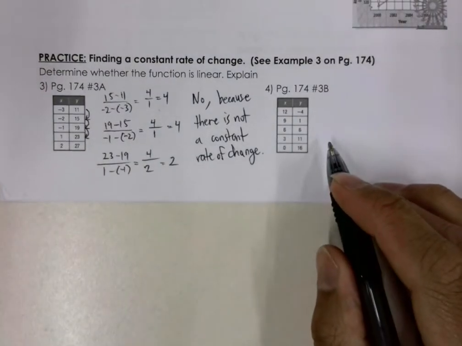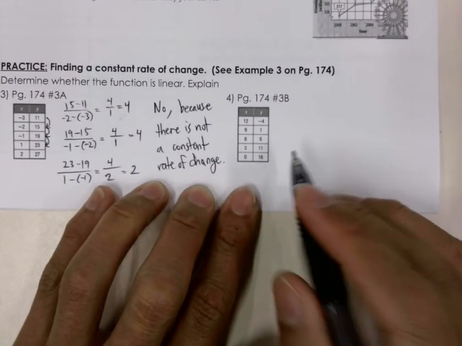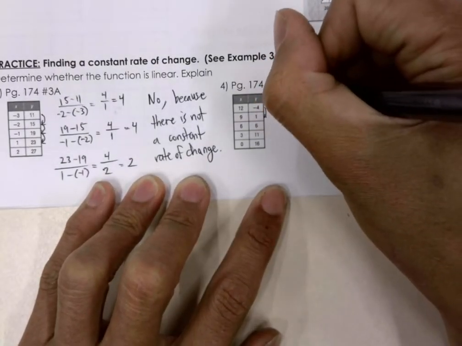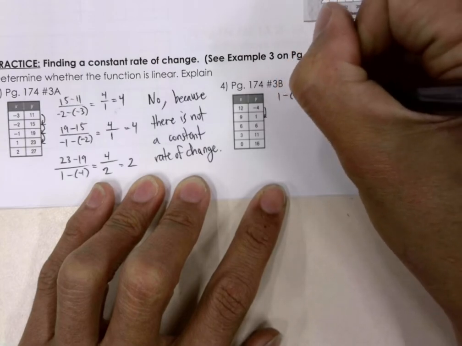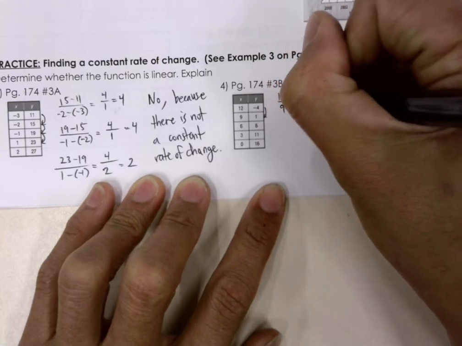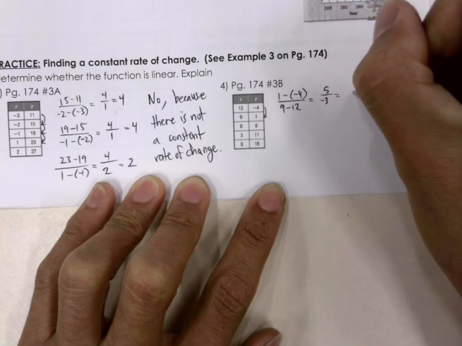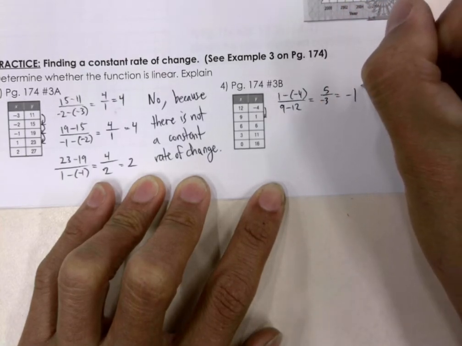Let's go ahead and try with problem number 4. We're going to compare the first 2 points, and it's going to be 1 minus a negative 4 over 9 minus 12, and that's going to equal to 5 over negative 3, which is equal to negative 1 and 2/3.